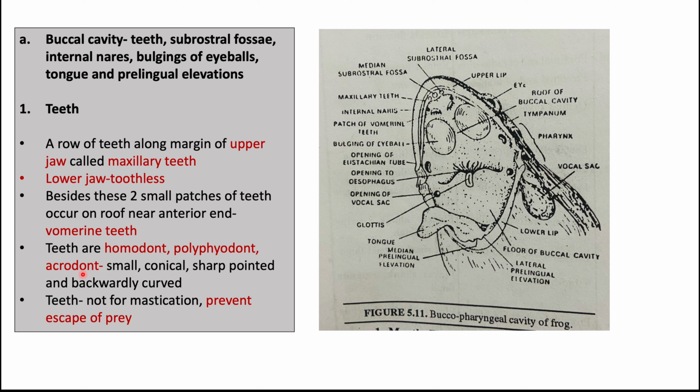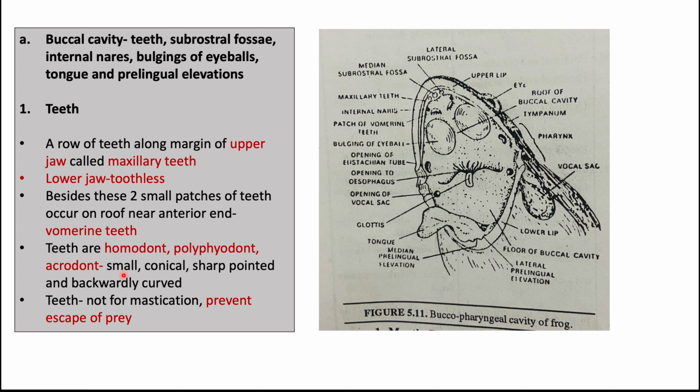Next is acrodont. Acrodont means what? They are not deeply rooted. In case of human, we have deeply rooted teeth. As we have seen, our molars are much more deeply rooted. Such type of teeth, like in human, are known as thecodont, that means deeply rooted. Acrodont means roots are not much deep. They are just inserted into the socket. So homodont, polyphyodont and acrodont teeth are present in case of frog.